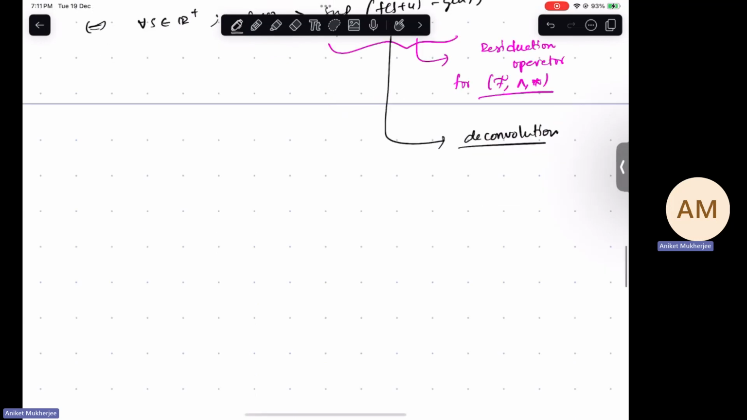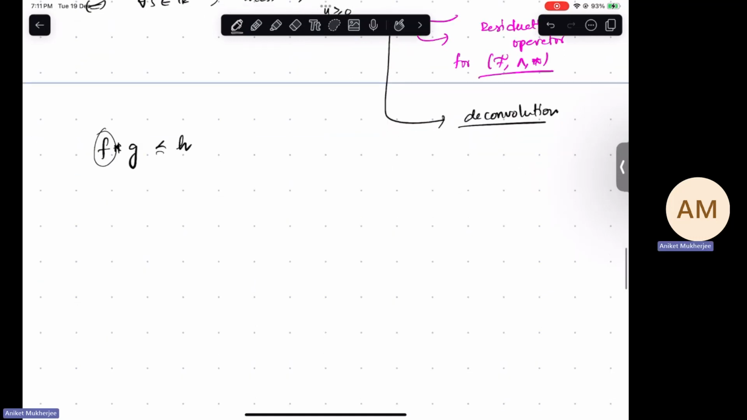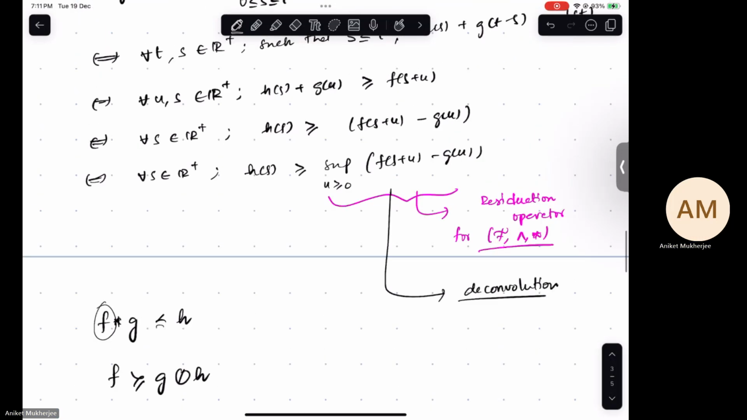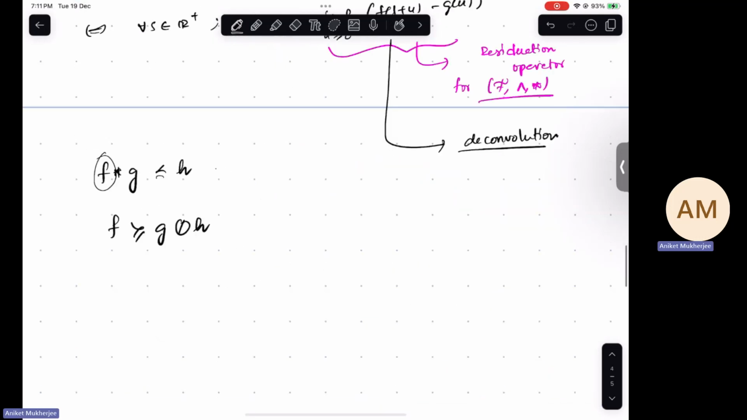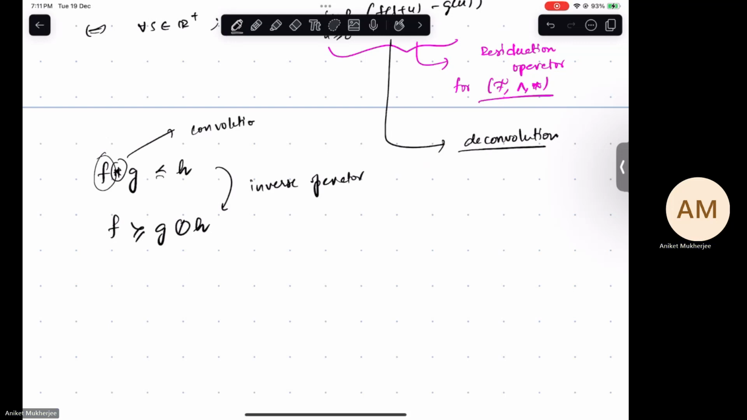So since the inverse function is not available, what we did was we took F convolution G less than or equal to H, and then we found what F is greater than or equal to, G deconvolution H. This is what we found as the inverse operator. So this is the convolution operator. This is the deconvolution operator.